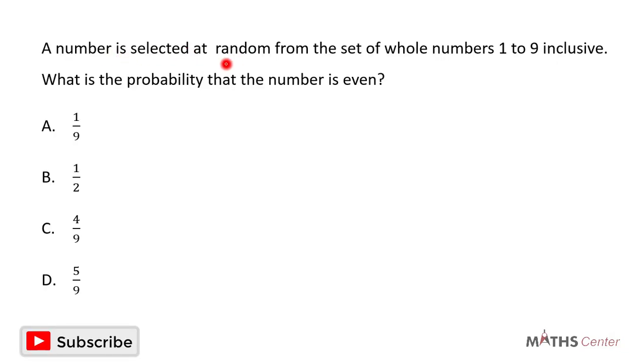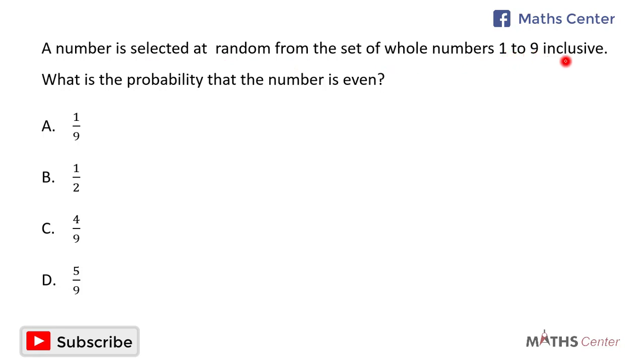A number is selected at random from the set of whole numbers from 1 to 9 inclusive. What is the probability that the number is even? This is a multiple choice question, and so we will solve the question, and then after that we will pick the correct option.